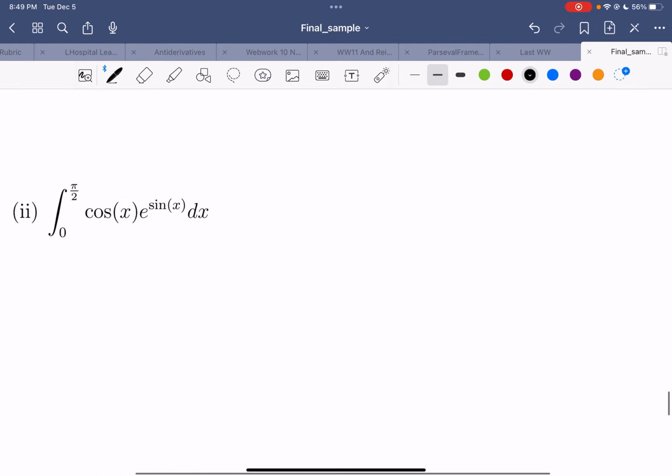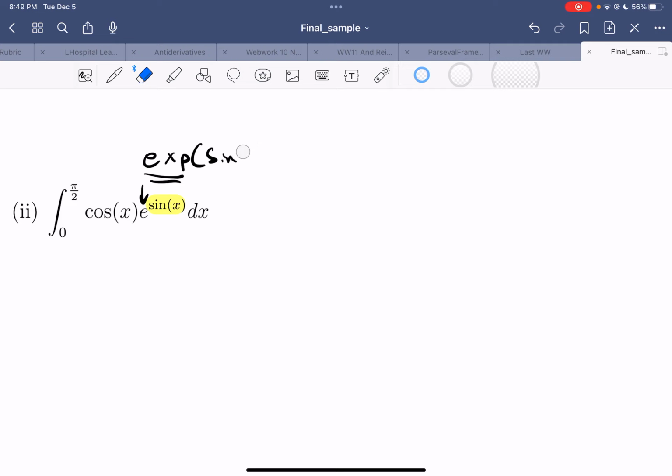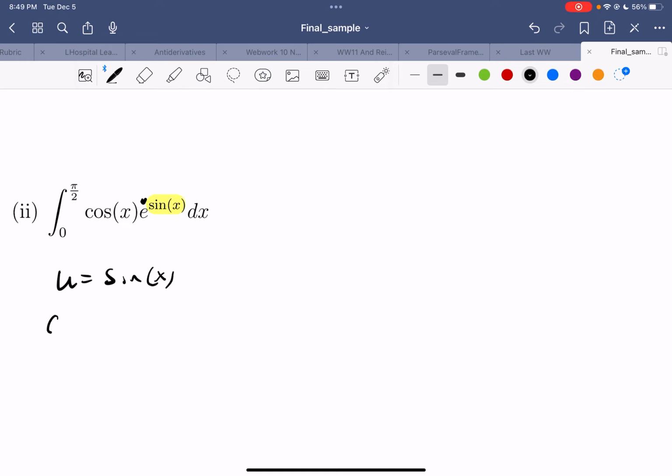Finally, here we are. Do we see a function inside a function? Yes, it's a little bit sneakier, but the exponential function has a sine of x sitting inside of it. We just, instead of writing it with letters, do this little e thing here. So that's going to be u. u is equal to sine x. So now du is cosine x times dx.